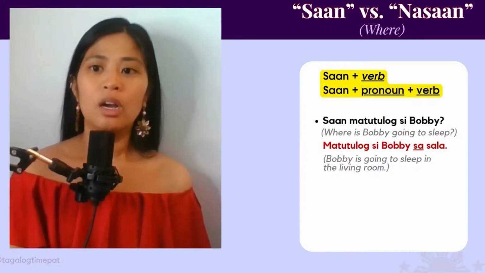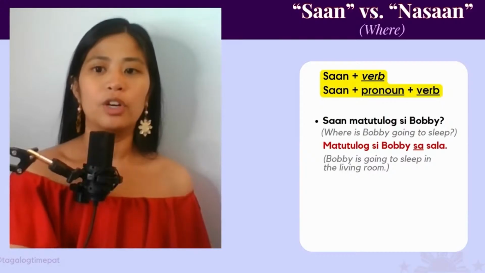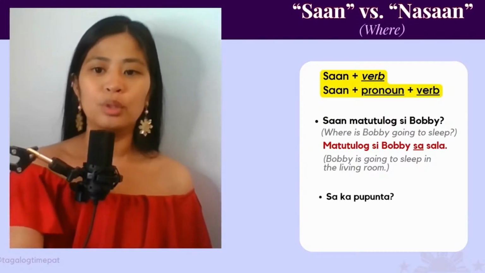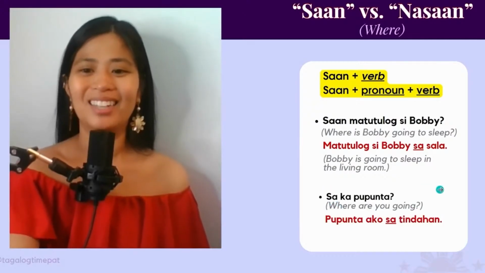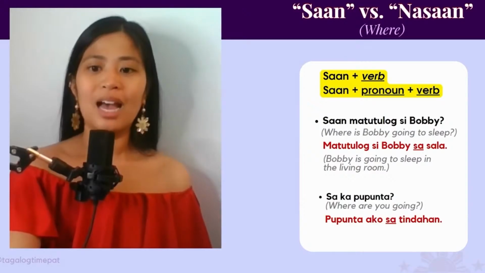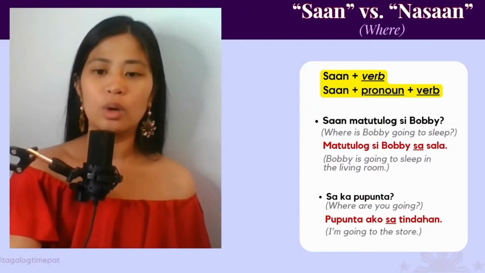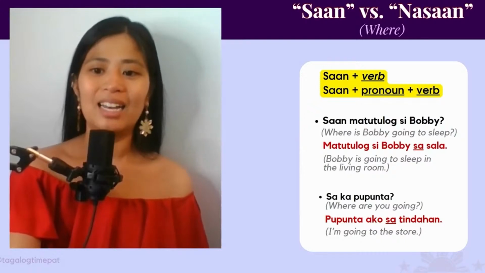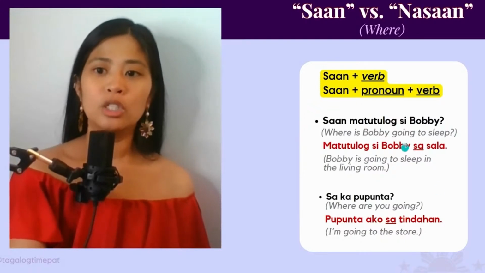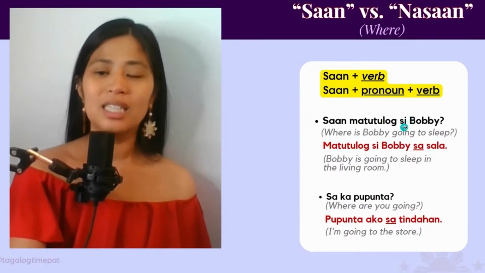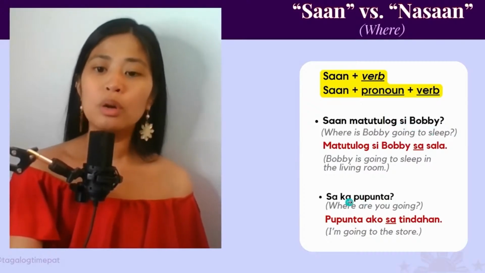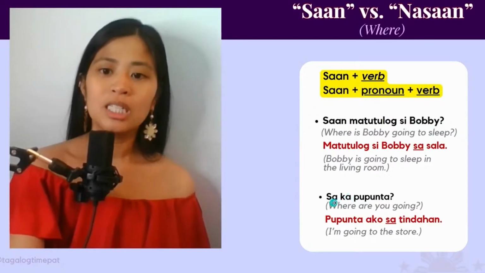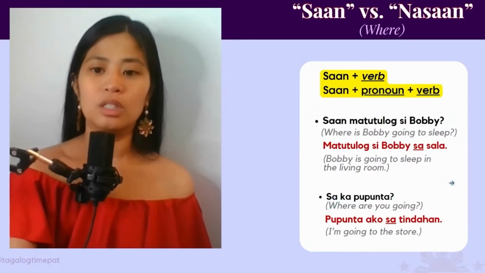Now, you might also hear saan plus a pronoun plus a verb. For example, saan ka pupunta? Where are you going? That should have saan. It just says sa there. Sorry about that. So then the response, pupunta ako sa tindahan. I am going to the store. So that's the difference there. If you are talking about someone specific, you would add si and then their name. Saan matutulog si Bobby? Or if you just want to use a pronoun, the pronoun would go right after the question word. Saan ka pupunta? Okay, so those are the different ways to use it.